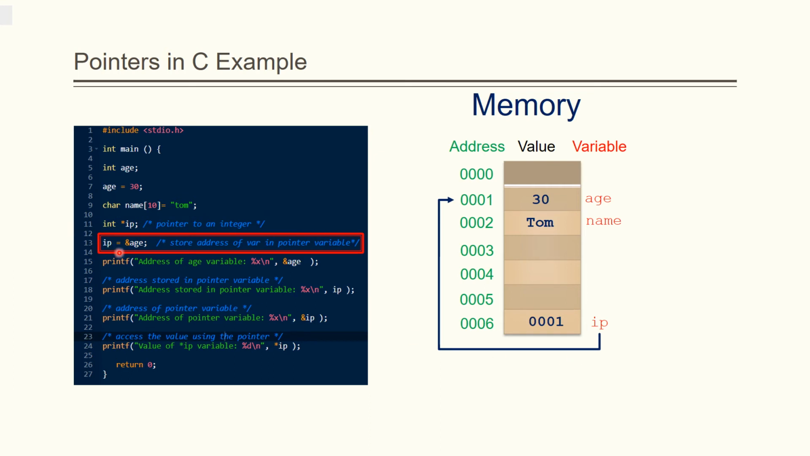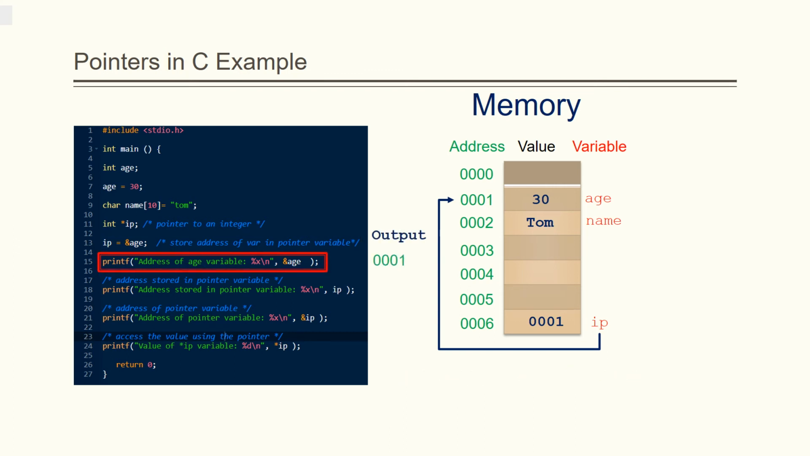So here we are assigning the address of age, which is 0001, to the integer pointer. So here is the value which is actually an address. Please note that this ampersand operator is an address operator, and you need to use it when you are assigning some address to a variable or when you are printing some address. So here we use ampersand before the variable, which means that we assign the address of this variable age into the integer pointer.